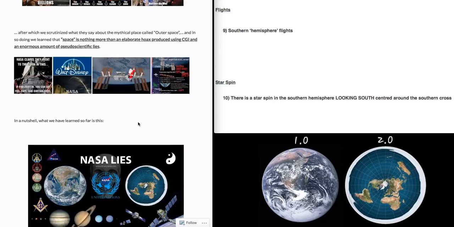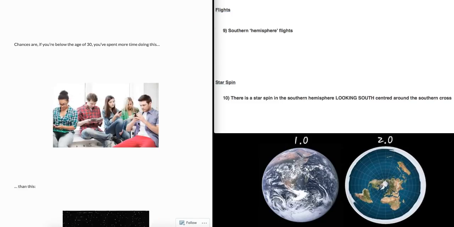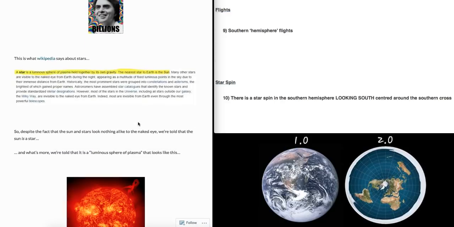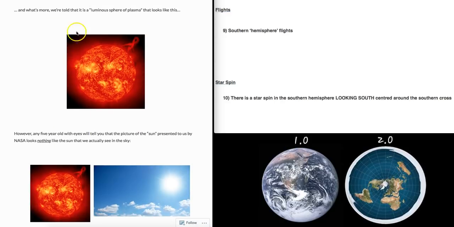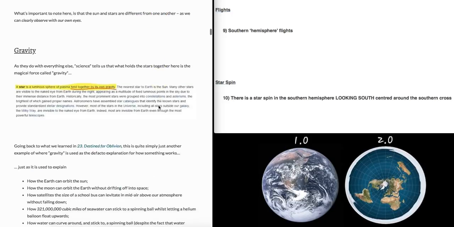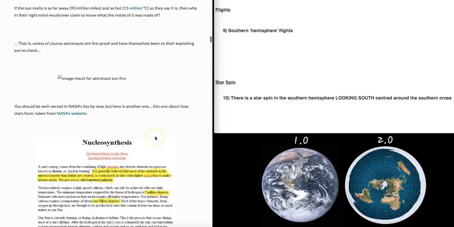Here's the post, a bit of recap. This is what we're told about the sun, which is a star, which is obviously not what's going on with the sun. I mean, anyone can see that. This is not what's going on with stars.